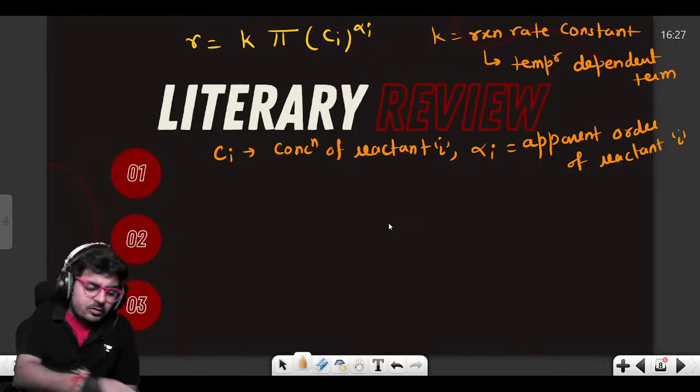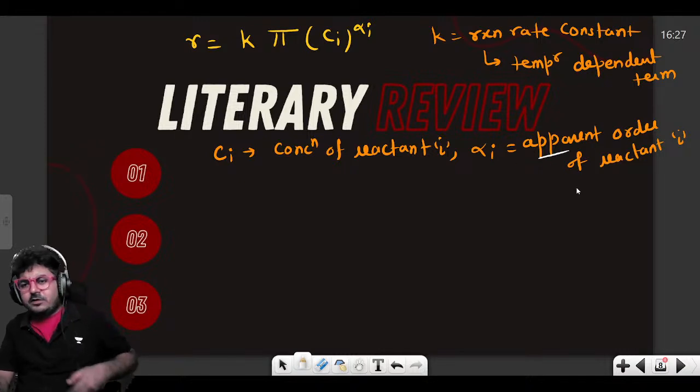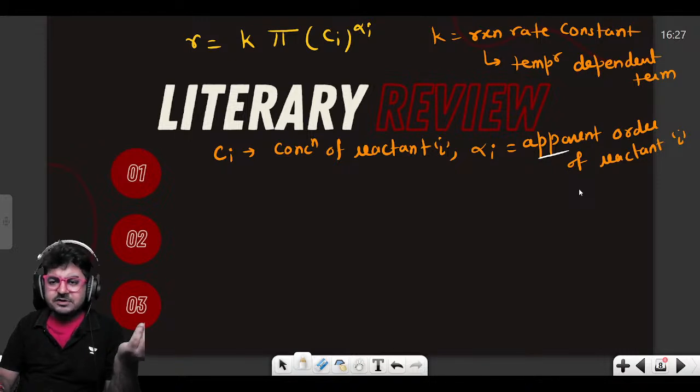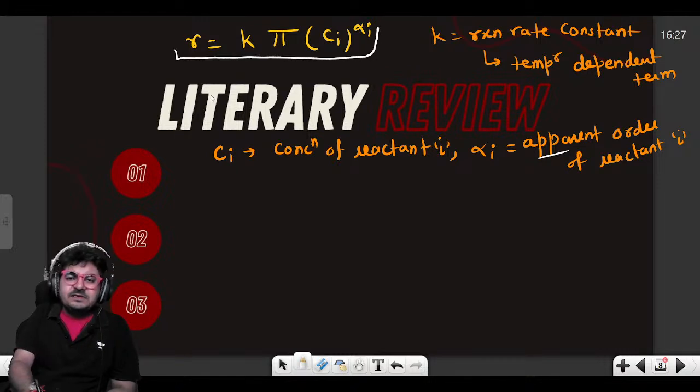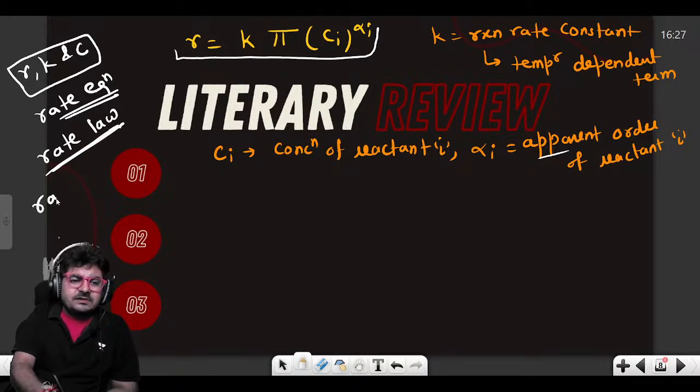ओके, अब वो होता क्या है, वो आपको पता है ऑलरेडी। ठीक है, apparent order is the order of reaction, you guys know. Order of reaction is the sum of powers of concentration terms in the rate equation. What is a rate equation? Any mathematical relation between these three variables R, K and C. Any mathematical relation between rate of reaction, rate constant K and concentration is known as the rate equation. This is also known as rate law, also known as rate expression. You guys know that already.